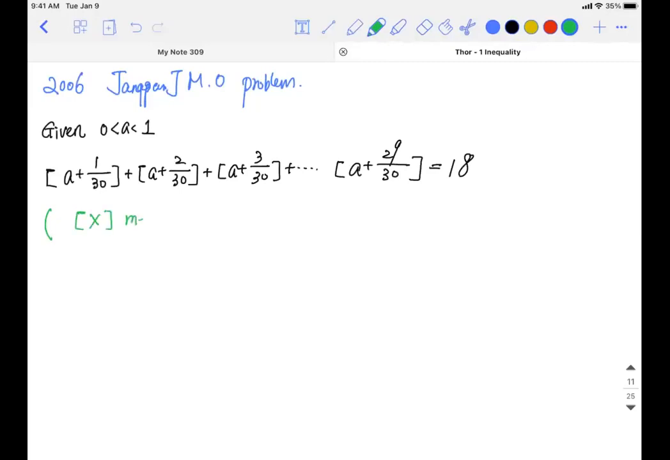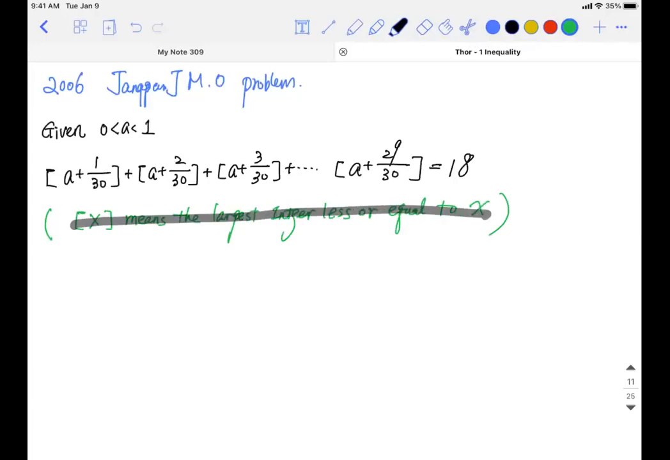This means the largest integer less than or equal to x. Can I have a quick survey? Does anyone know the Gauss function? This is a very common function. You're going to see it in the AMC or in the Canadian contests. Okay, no problem. The Gauss function is only a denotation, there's nothing flowery. The Gauss function means the largest integer less than or equal to x. I'll give an example.